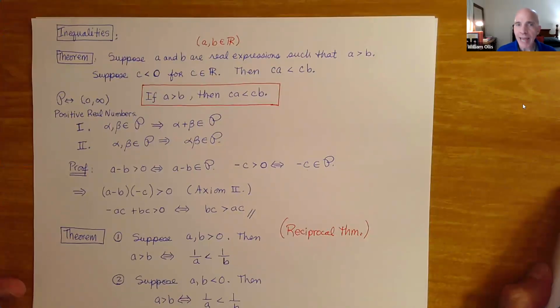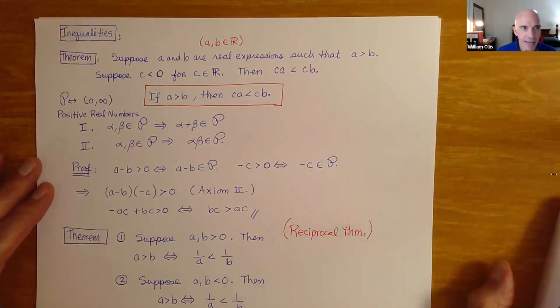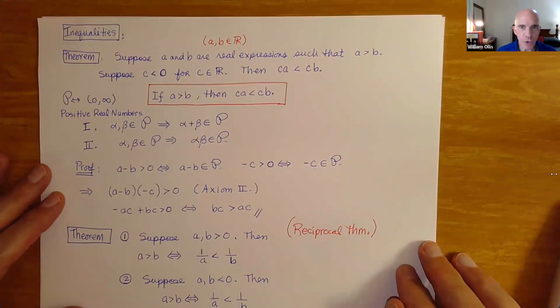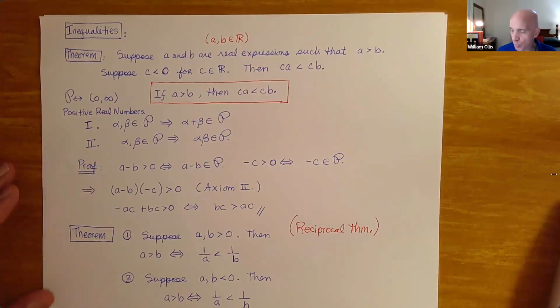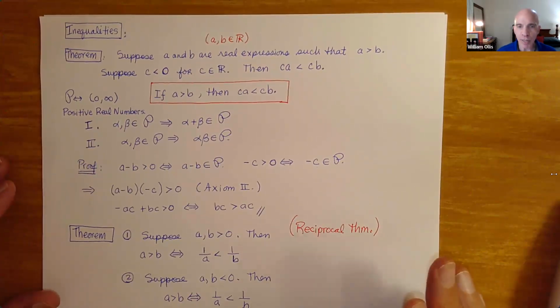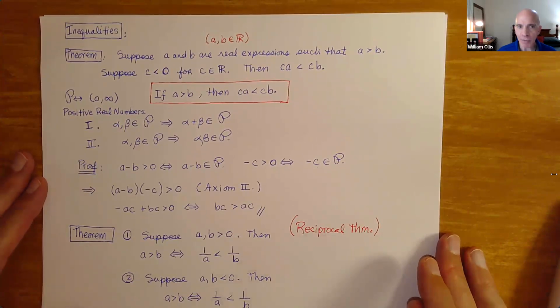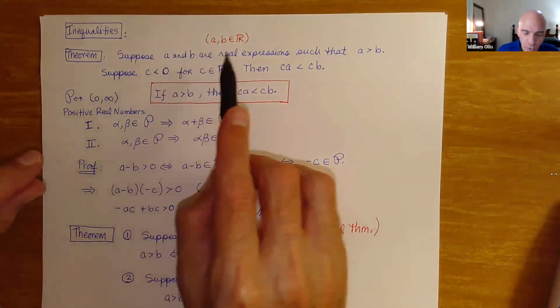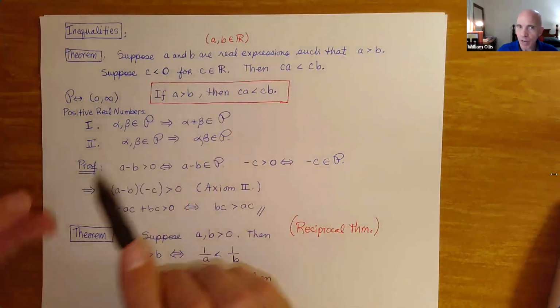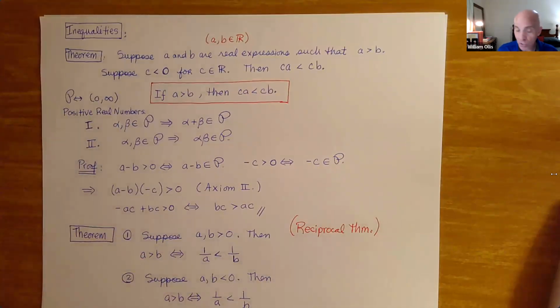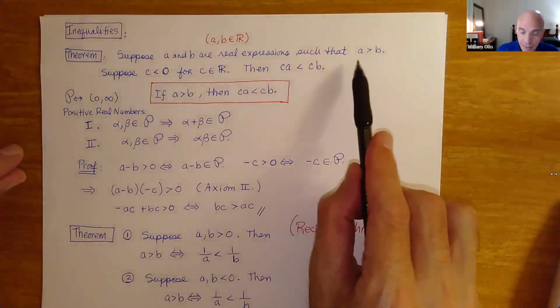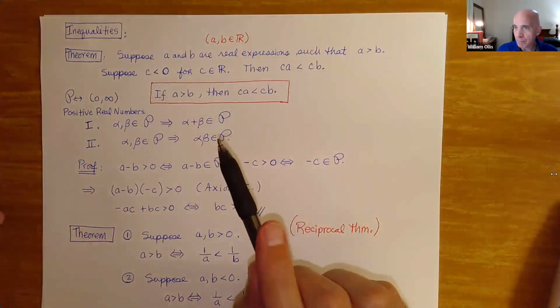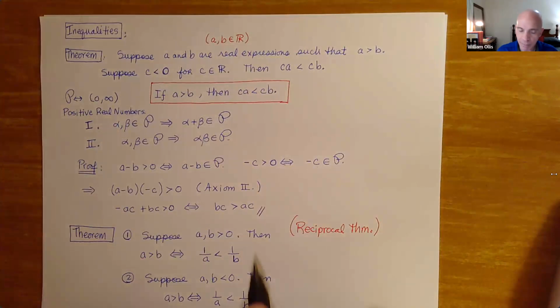Now, what we have here is a theorem, or actually two. The first theorem is that most of us learn when we take Algebra 1. Maybe we don't think of exactly why it's true, but intuitively we accept it. The key here is that if we start with A and B as real expressions, that is, they could be numbers or expressions, such that A is greater than B.